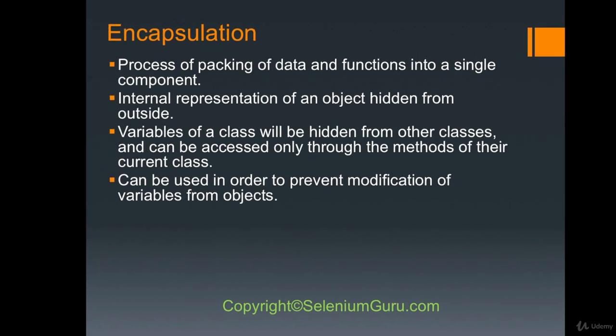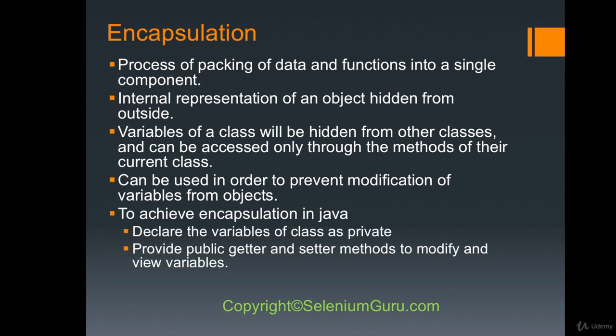Encapsulation can be used in order to prevent modification of variables from objects. Let's say you have a private variable in your class, and you do not provide a setter method. Now the user can only get the value from the variable. They cannot set it or change it. That's the encapsulation. To achieve encapsulation in Java, you declare the variables of a class as private, then you provide public getter and setter methods to modify and view the variables.